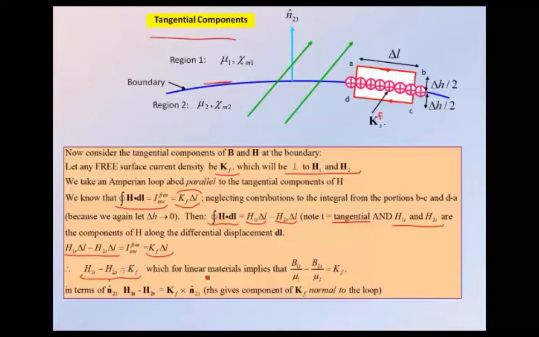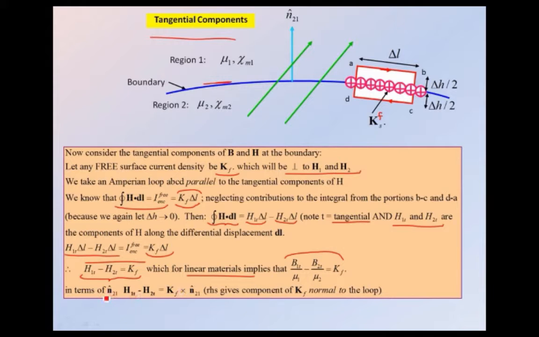We can find the relationships for B. If we again assume linear materials, then all we have to do is define H in terms of B and mu, and so this equation right here is the same as this one where we now have our B's. So we have two expressions for the boundary conditions for H and B. Just remember that this required linearity in the system.